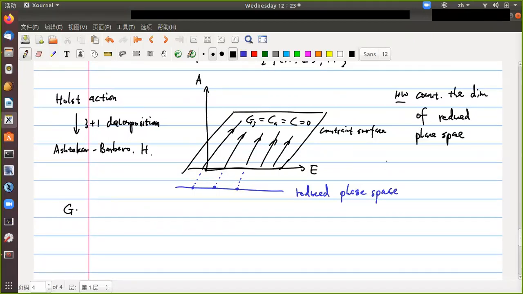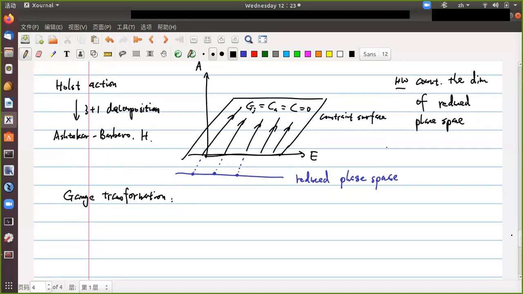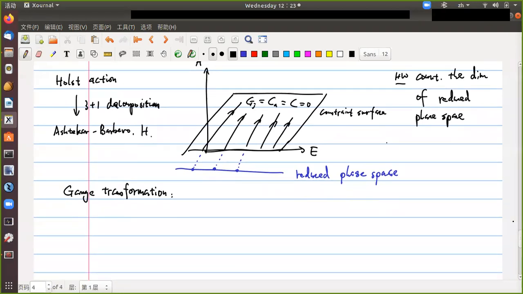Okay, so let's work out the gauge transformation. Again, I'm not going to derive it, but I'm going to show you the result, and I leave it as homework for you to do the exercise. I think it's better for you to work it out by yourself. But I'm going to give you the result and the key point. The Gauss constraint.